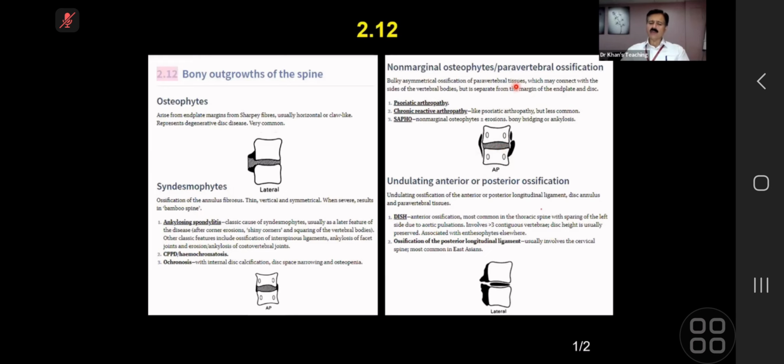So when will you see this paravertebral ossification? You will see it in psoriatic arthropathy and chronic reactive arthropathy. SAPHO, I believe, is slightly beyond 2B, so I'll not teach you SAPHO. But these two, you have to remember. So we'll come back to this entity later on.